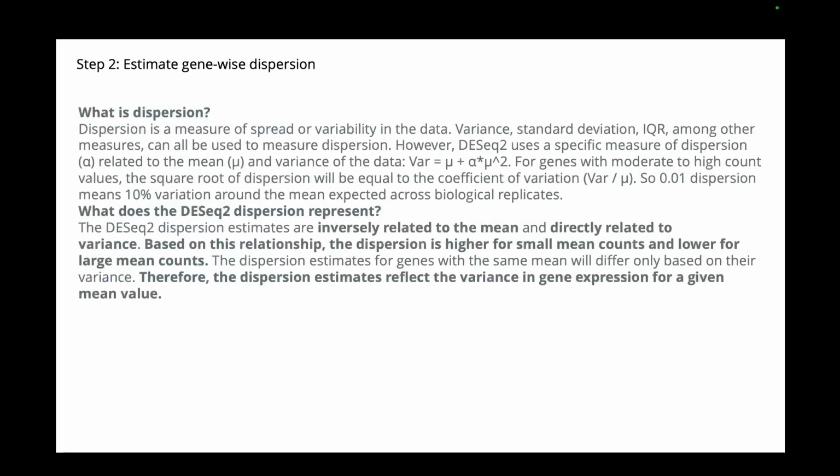Now next comes the important part, which is estimating the gene-wise dispersion. First, we need to know what dispersion is. Dispersion is a measure of spread or variability in the data. So how much spread the data set has, or how much variability or variance there is in the data.